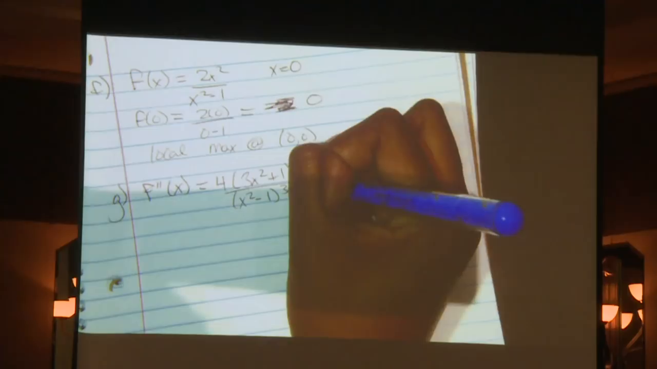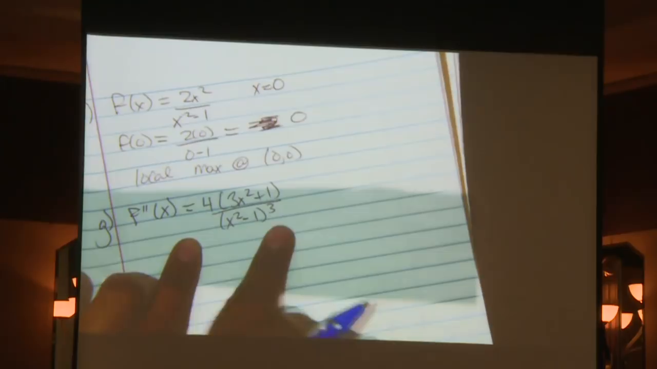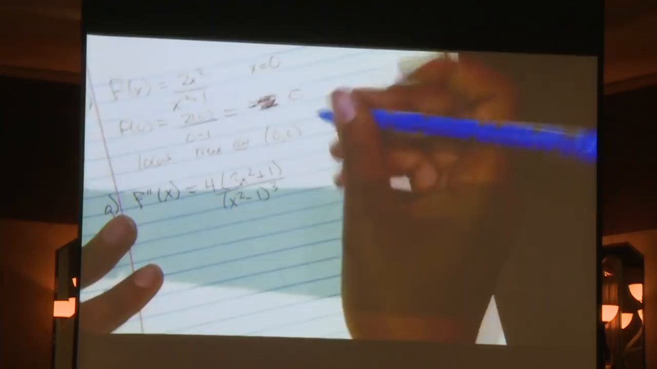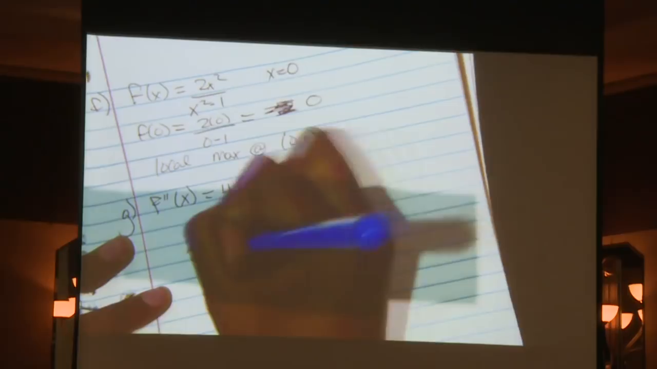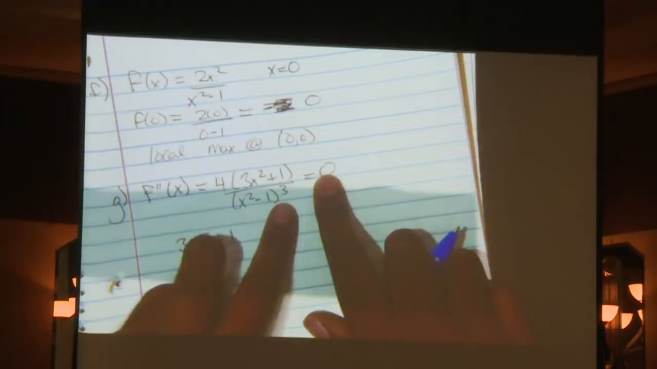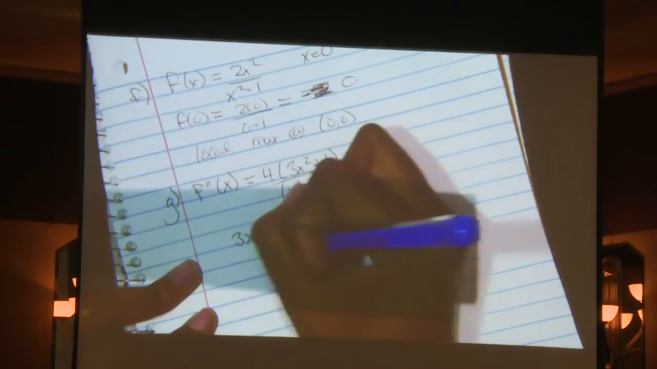So the last one that we'll be doing in this one, and the last one will be put up online. We're given the second derivative to be this. Find intervals of concave up and down and inflection points, if any. So in this case, same thing. The way you find your inflection points is wherever it equals 0. Your function is set equal to 0. So if I set this equal to 0, I multiply both sides by this. That gives me 4 times 3x squared plus 1. I divide by 4, and I end up getting 3x squared plus 1 equals 0.